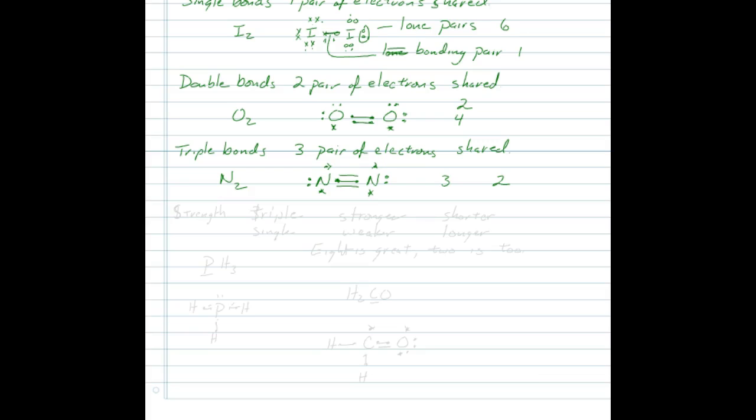A couple of things: bond length, and bond strength. Strength: if you have more bonds, it's stronger, because you have to use energy to break a bond, and so a triple bond is stronger. That means a single bond is weaker.